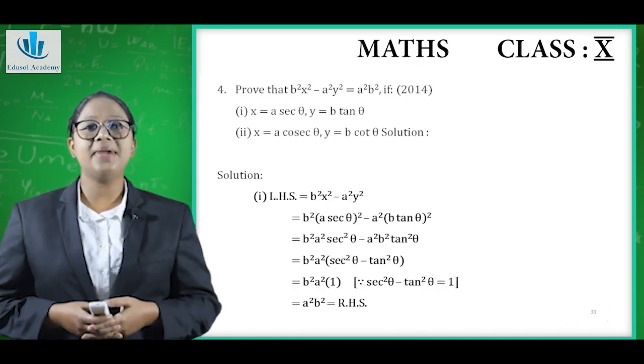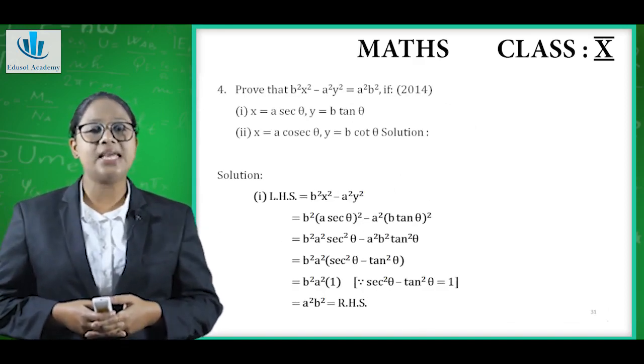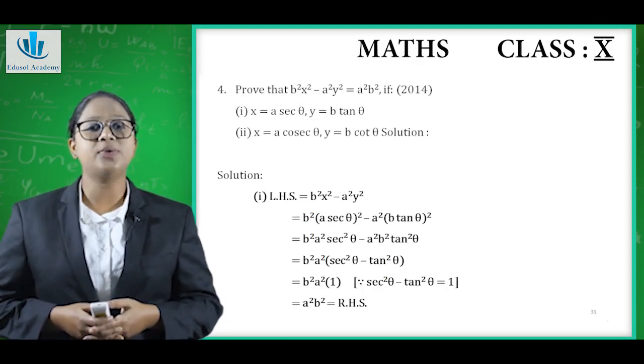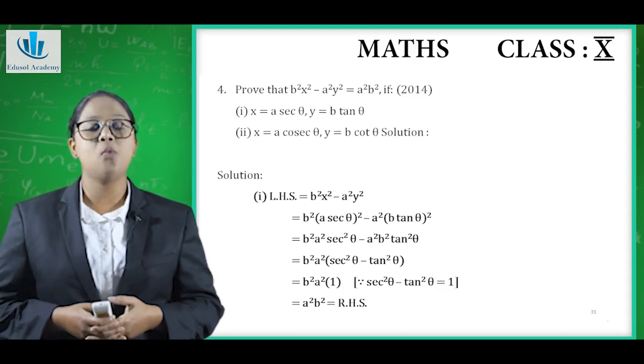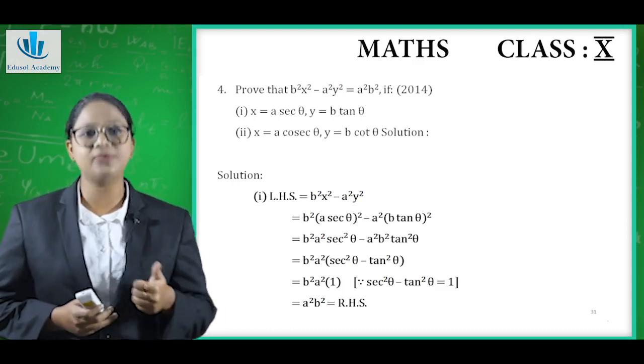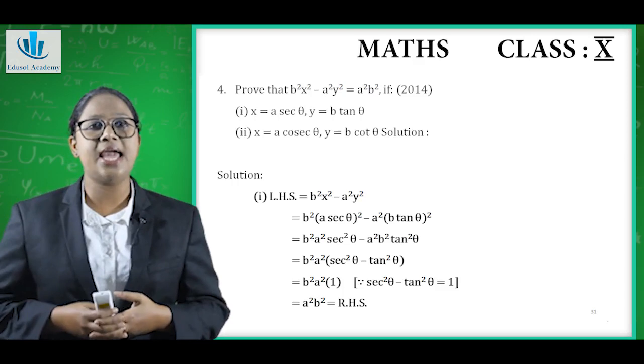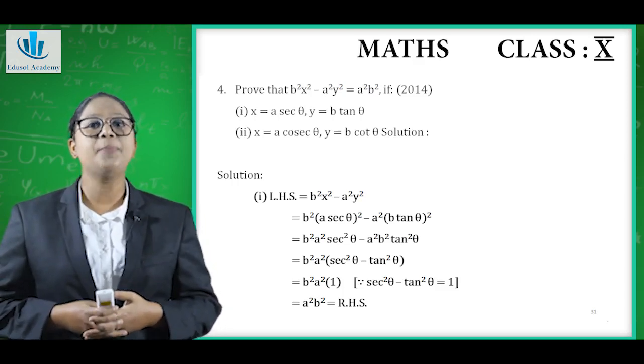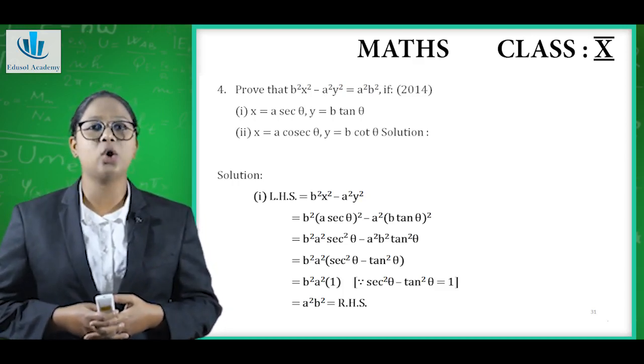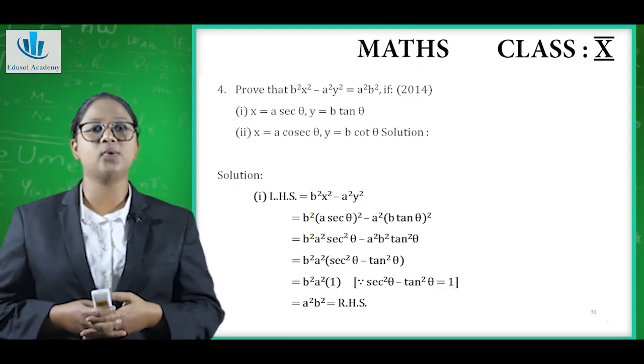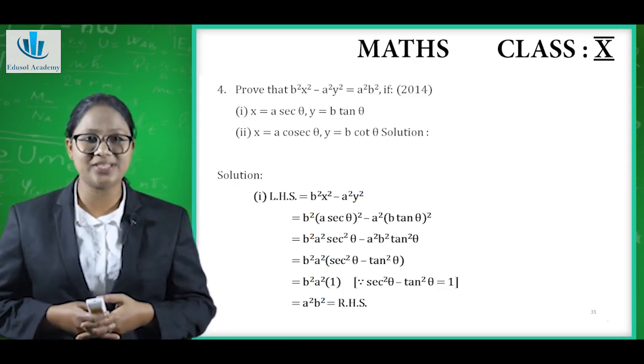Prove that b square x square minus a square y square is equal to a square b square, if x is equal to a sec theta, y is equal to b tan theta. That's the first part. And the second part is x is equal to a cosec theta, y is equal to b cot theta. So there are two parts for this question.